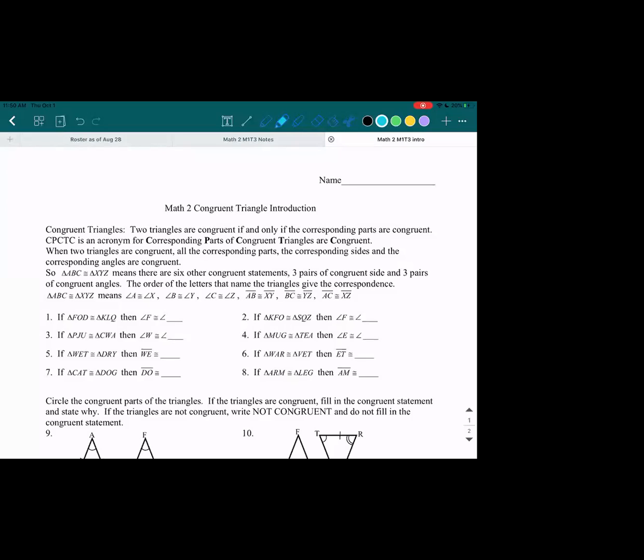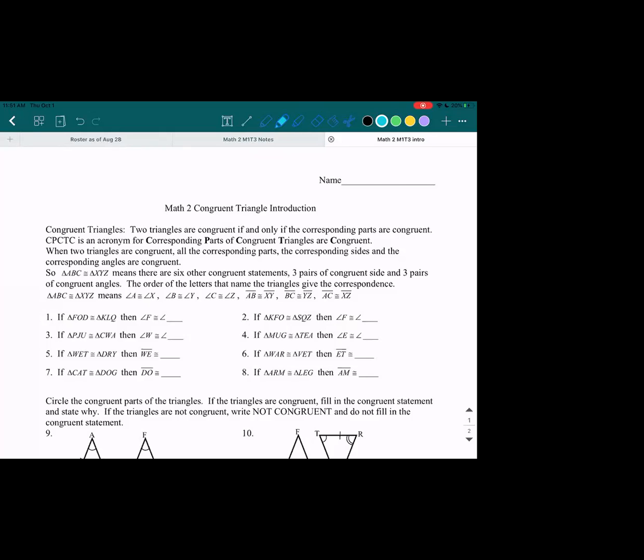So triangle ABC is congruent to triangle XYZ means that there are 6 other congruent statements, 3 pairs of congruent sides and 3 pairs of congruent angles. The order of the letters that name the triangles give the correspondence. There you go. So triangle ABC is congruent to triangle XYZ means that angle A is congruent to angle X. Angle B is congruent to angle Y. Angle C is congruent to angle Z.